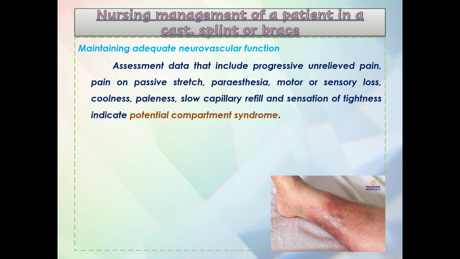Now, maintain adequate neurovascular function. So, just the same continuation, assessment data that include progressive unrelieved pain, pain on passive stretch, paresthesia, motor or sensory loss, coolness, paleness, slow capillary refill, and sensation of tightness indicate potential compartment syndrome. So, kung yung kaninang nabanggit are normal findings, ito naman, yung mga findings na to are indicative of potential compartment syndrome. So, kailangan maging alert ka na when you notice these symptoms or these signs na ipinapakita ni pasyente.